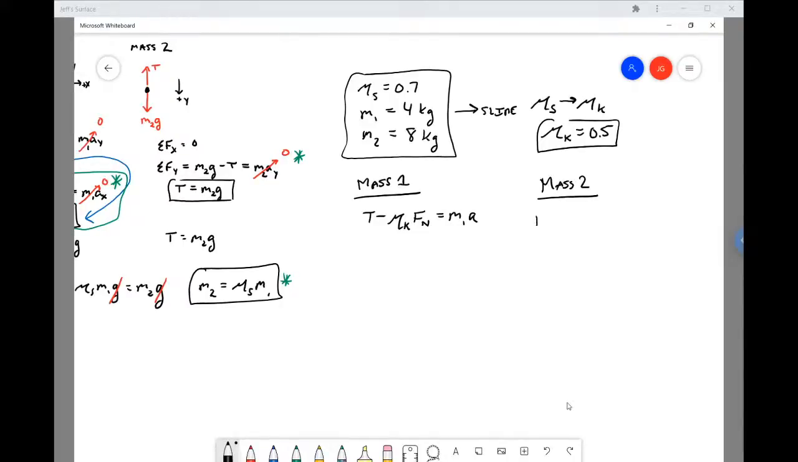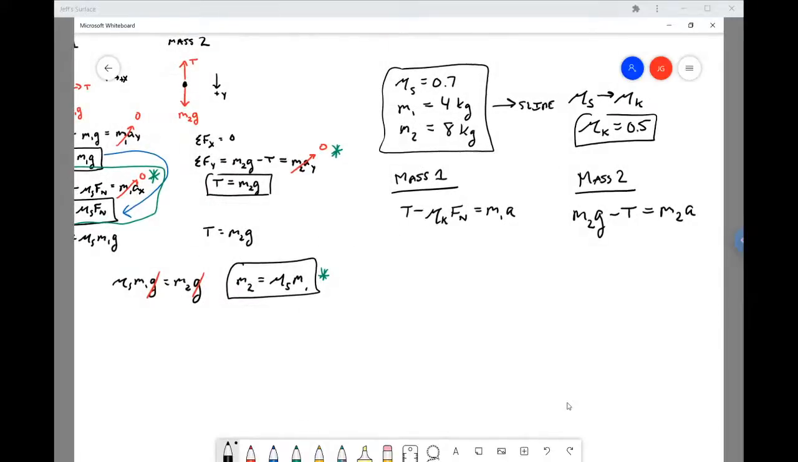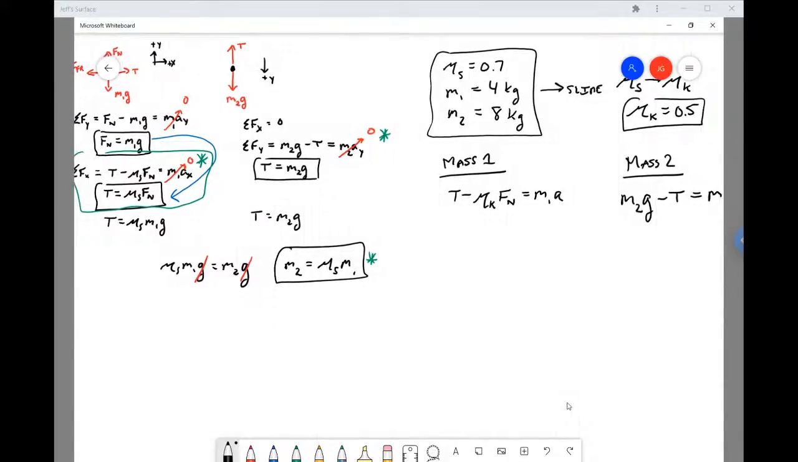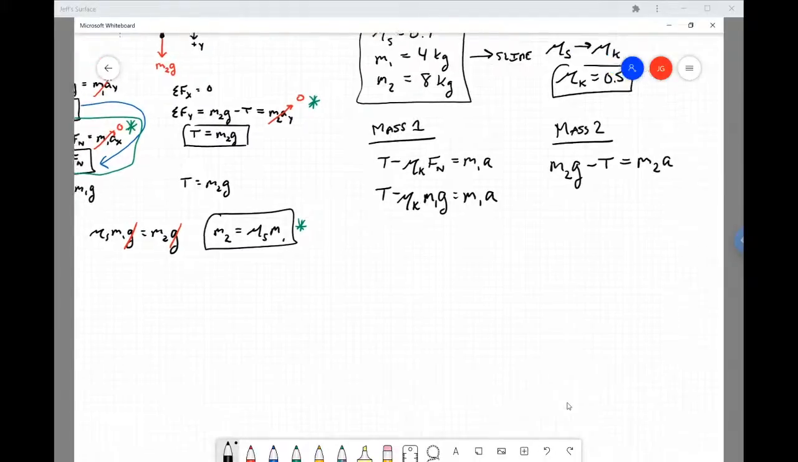And for mass 2, we have m2 times g minus the force of tension equals mass 2 times its rate of acceleration. And here I just have a because they're the same in both, for mass 1 and mass 2 have the same rate of acceleration, magnitude-wise, different directions, but magnitude-wise. And then I know that the normal force is the weight of mass 1, so I can write that in there instead of Fn.